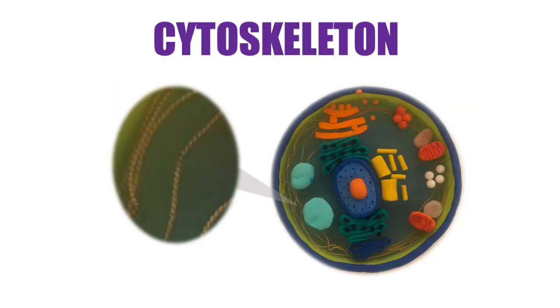Cytoskeleton. The cytoskeleton, like the microtubules, keeps the shape of the cell and works as a base that helps everything remain in its place all the time to have a stable structure.